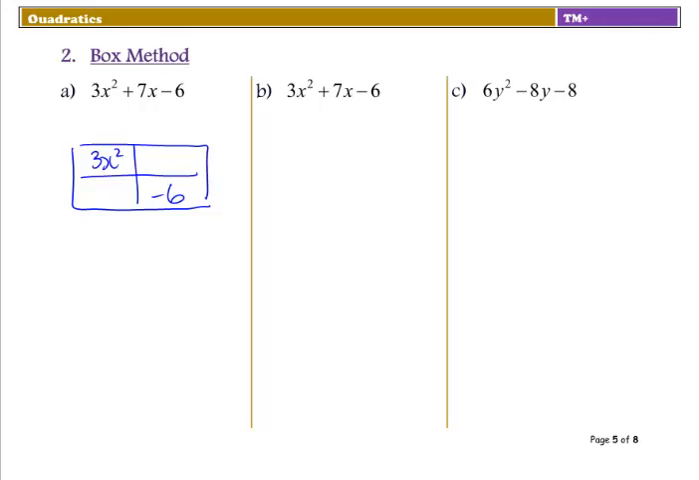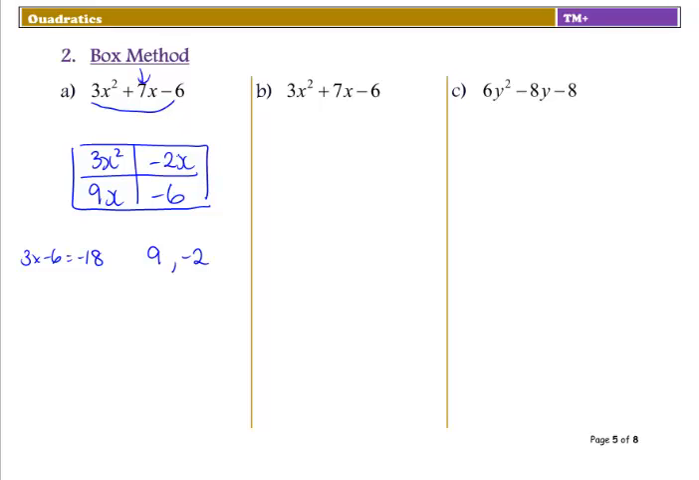Now we determine the factors of AC. Okay, so AC is 3 times negative 6. Wait a second. That's negative 18. So the factors of AC that add to give B. So that's very similar to what we were doing in the previous method. Okay, so in this case it would be 9 and negative 2. Okay, so we're going to split the middle term and enter the two terms 9x and negative 2x. Now it doesn't matter which way you enter it. I could have put negative 2x here and 9x there.